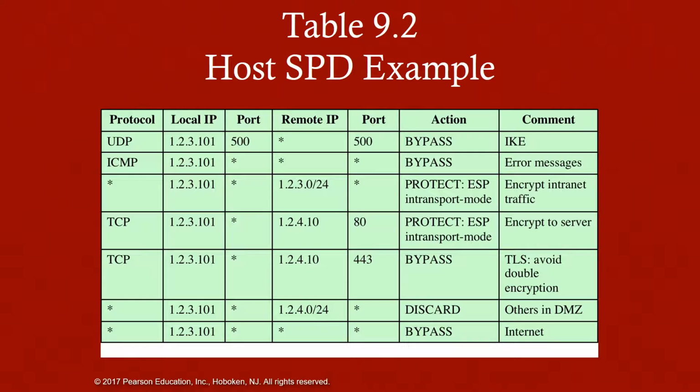The DMZ is protected from both the outside world and the rest of the corporate LAN by firewalls. The host in this example has the IP address 1.2.3.10, and it is authorized to connect to the server 1.2.4.10 in the DMZ. The entries in the SPD should be self-explanatory. For example, UDP port 500 is the designated port for IKE. Any traffic from the local host to a remote host for purposes of an IKE exchange bypasses the IPsec processing.